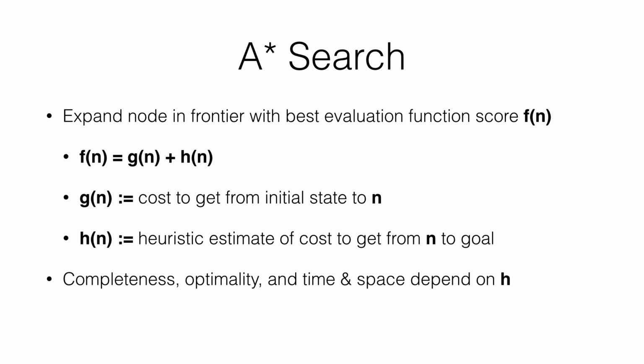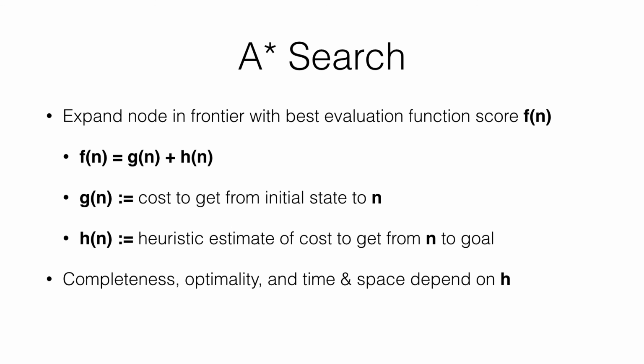And so we're going to think about how these heuristic functions affect the properties of A star search: the completeness of it, the optimality, and the time and space complexity. We'll go over these and look at different examples of heuristic functions, and how they affect these properties in class, and then we'll think more about how to design good heuristics.